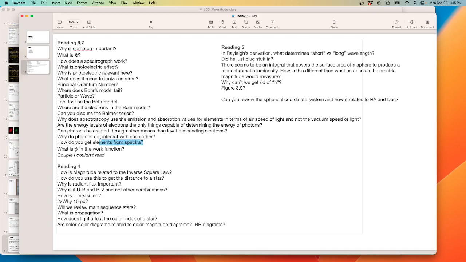How do you get elements from spectra? I'll talk about that. That's what lines are for. And what is phi in the work function? Phi is the amount of energy that you need to take an electron off. I'll explain that more in a minute when I get there.